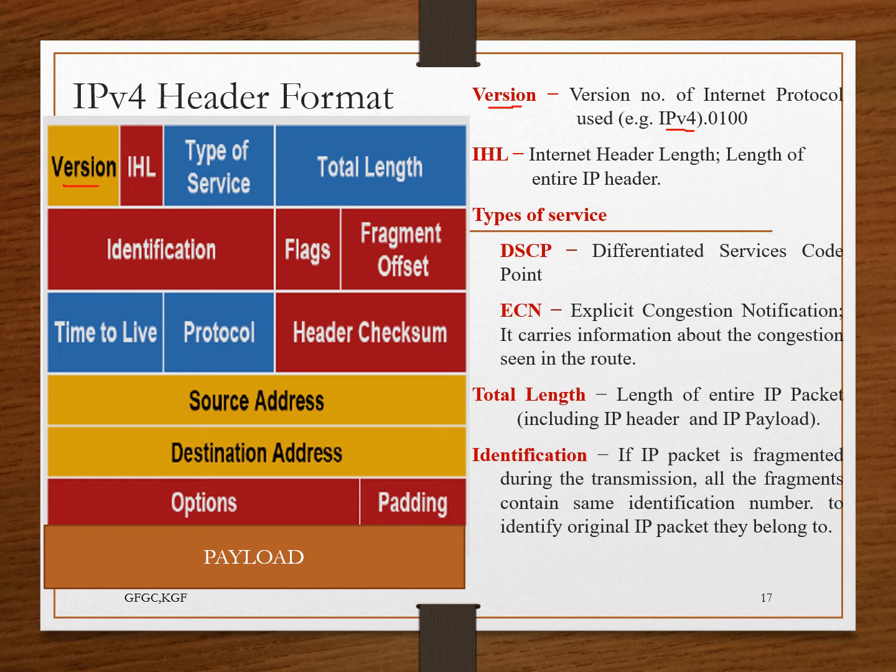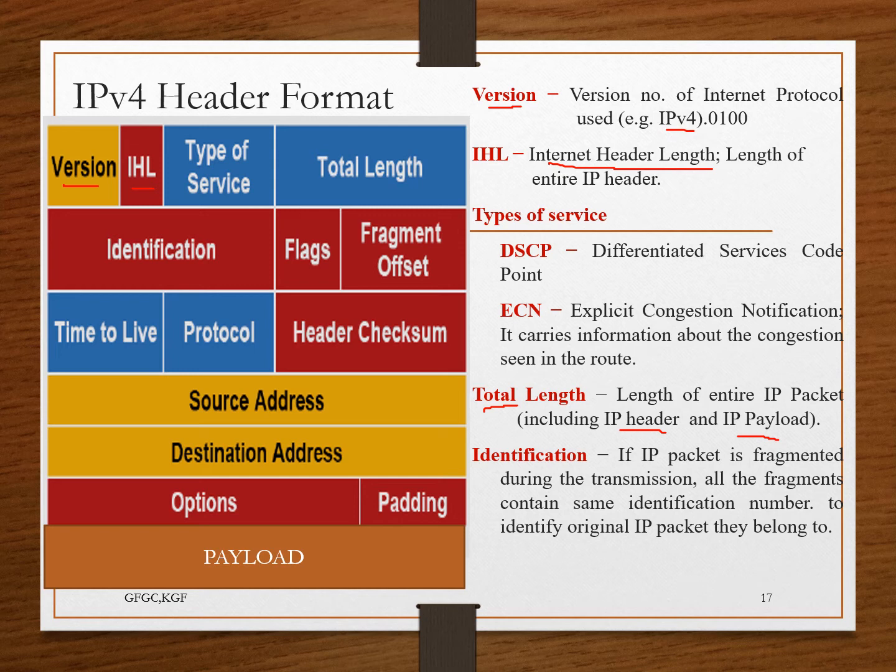Next comes the IHL. IHL is nothing but the internet header length, which is the length of the entire IP header. Types of service. There are two types of services provided, DSCP and ECN, where ECN carries the information about the congestion seen in the route. Next is the total length, which gives the entire length of the IP packet, which includes the IP header and IP payload.